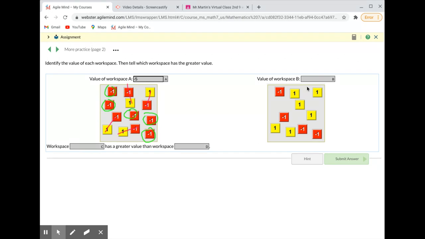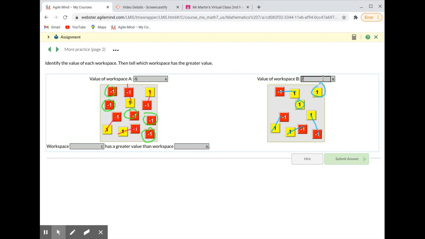All right. And then the workspace B, Malik, would be what? We're going to cancel what we can cancel. We're going to cancel those, cancel these. What's the value of workspace B, Malik? Malik needs help. Natalia, what's the value of workspace B? +2. Yeah. 1 and 2. So it would be 2.